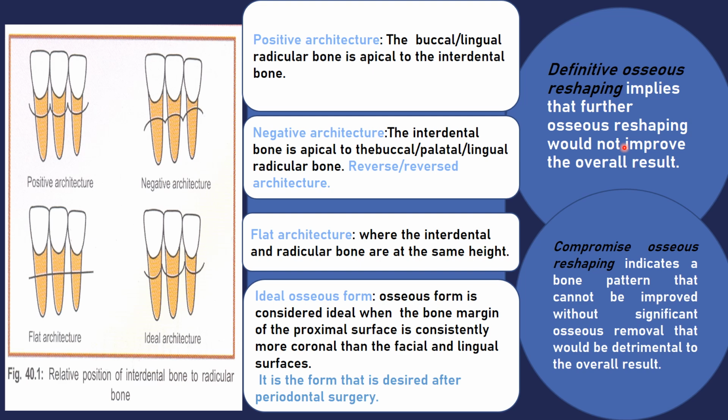So what is compromised osseous reshaping? It indicates a bony pattern that cannot be improved without significant osseous removal, and any further reshaping would be detrimental to the overall result. So hereafter we cannot do anything. These are the two types of osseous reshaping. If you want, you can go through it, otherwise it's not that important. I just want to describe what definitive and compromised osseous reshaping are.